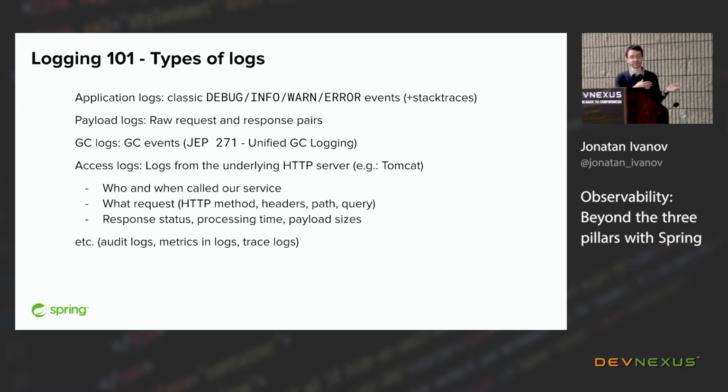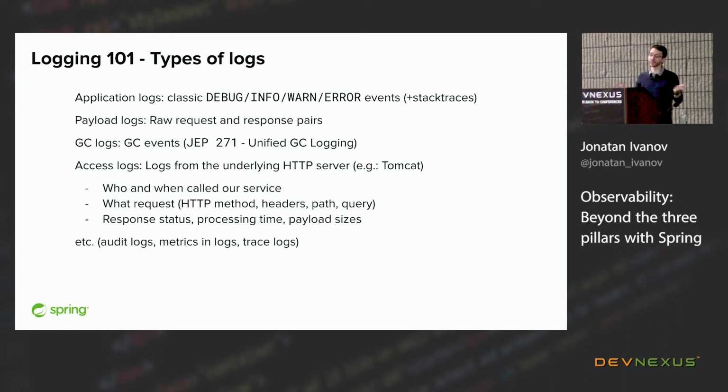Also, there are GC logs. It's a JVM feature. I'm not going to talk about that a lot. You can use it to troubleshoot and improve your GC performance. Also, there are access logs, which are logs from the underlying HTTP server, for example, Tomcat. I know Tomcat is technically not an HTTP server, it's a servlet container, but it has an HTTP server component which does the access logging.